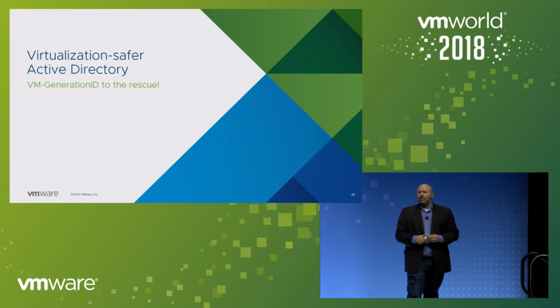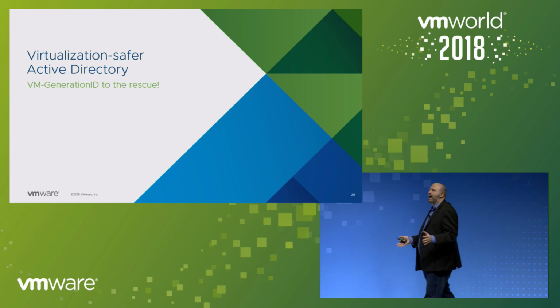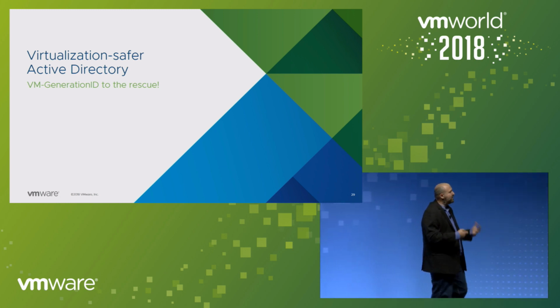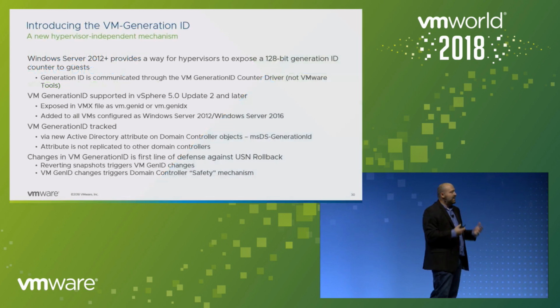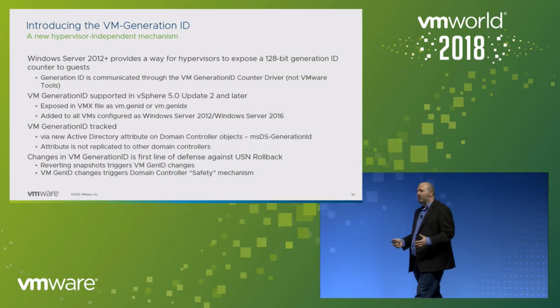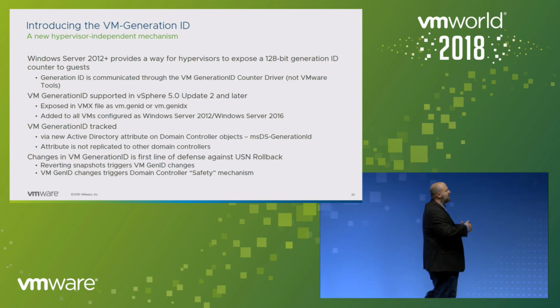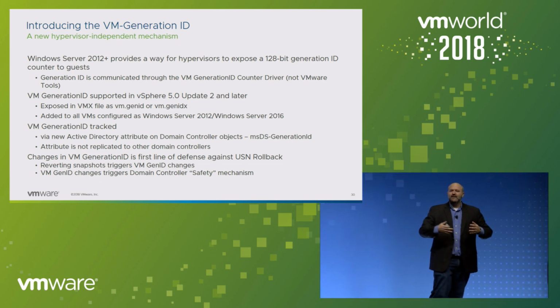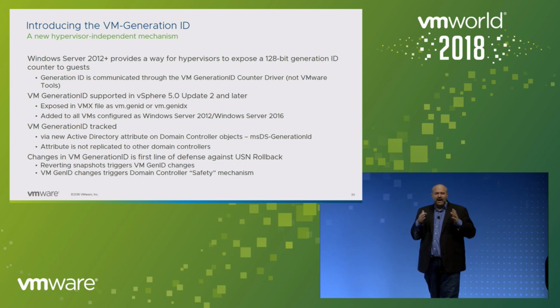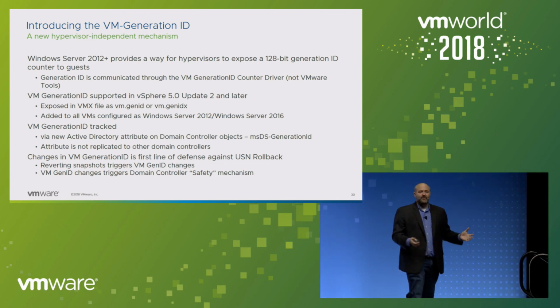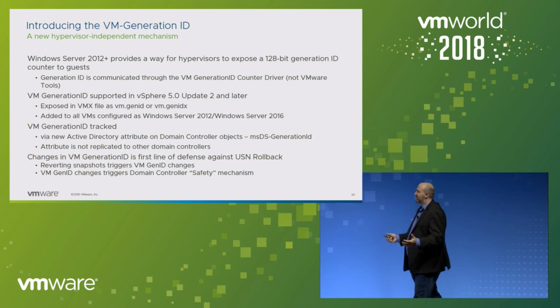So like I said before, Windows Server 2008 and prior, even 2002 and prior, had this problem with USN rollback. Well, Microsoft recognized that problem, and they put in virtualization-safe features specifically for domain controllers. Now this is a special attribute that's 128-bit. It's applied directly to the virtual machine. You can see it, it's actually in the VMX file. It's called the generation ID.